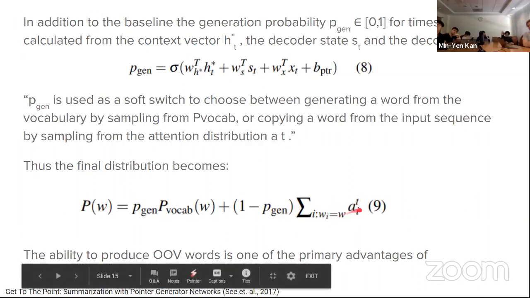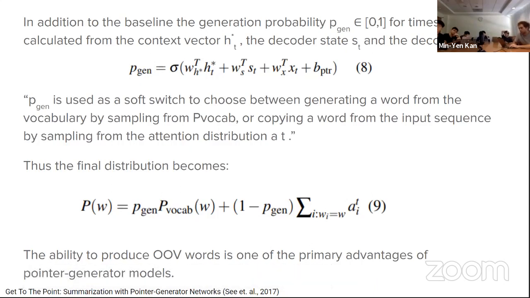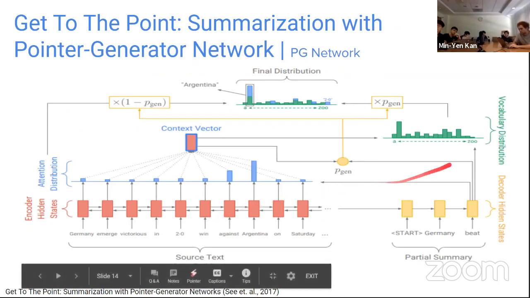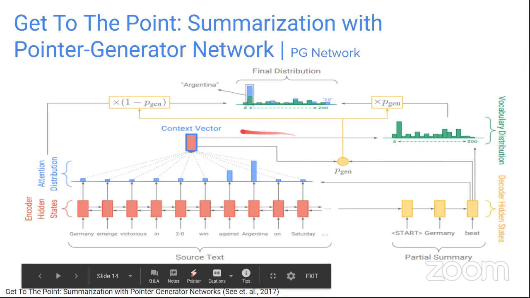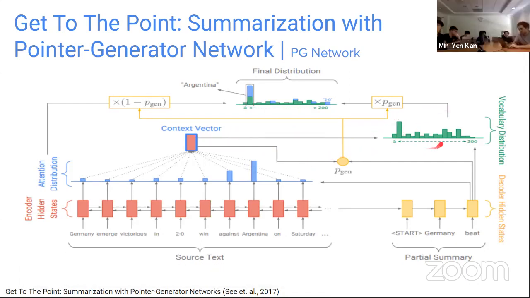Well, I think it only has the blue part, right? That part that your cursor is on. Then it has the green part, which is the P gen times P vocabulary, but they're added together, right? Yeah, it's actually stacked on top of each other. This already includes the blue part.